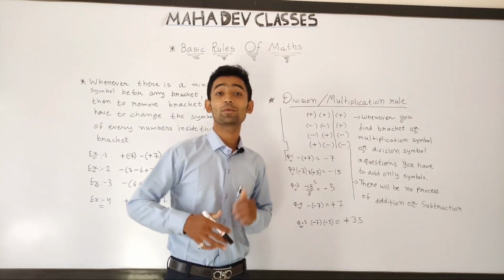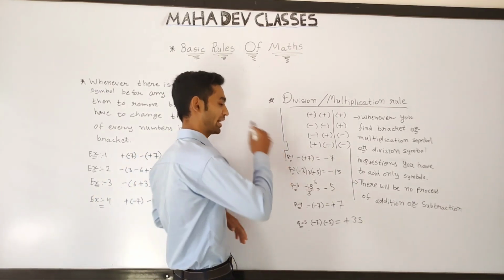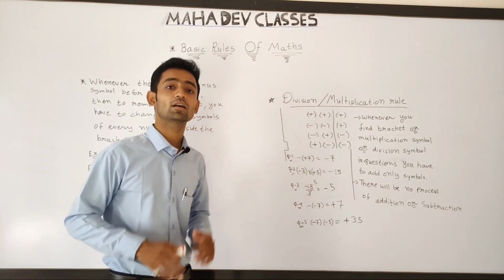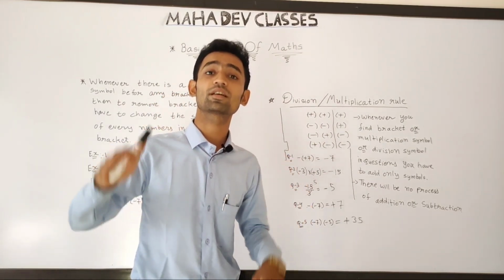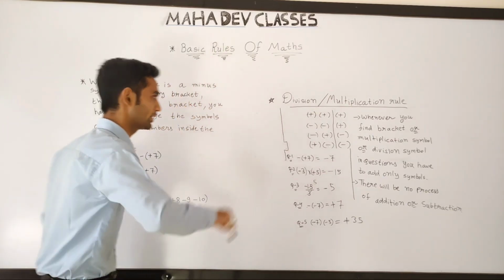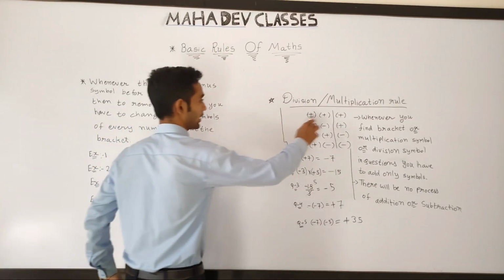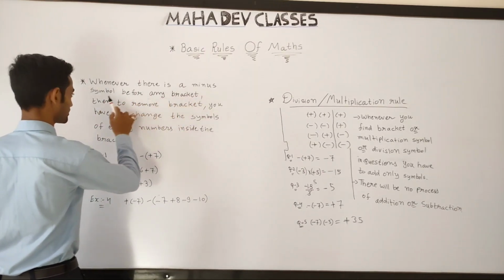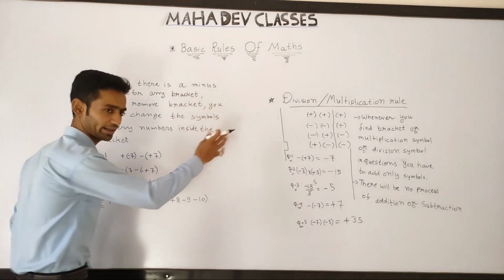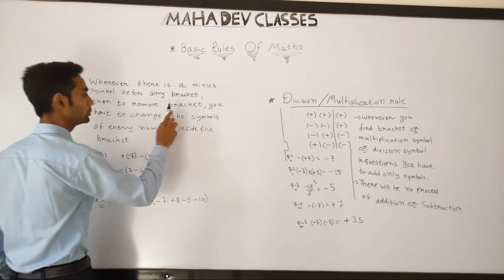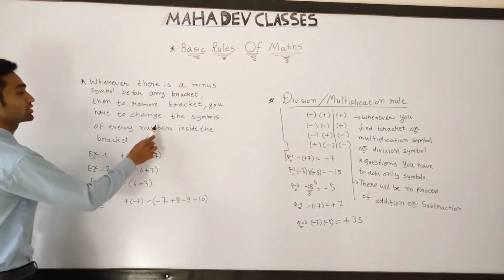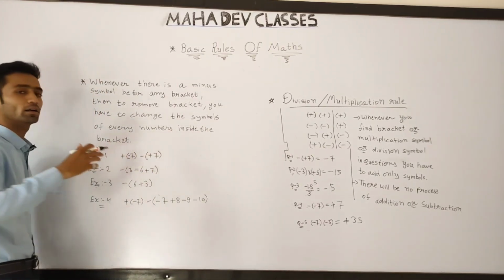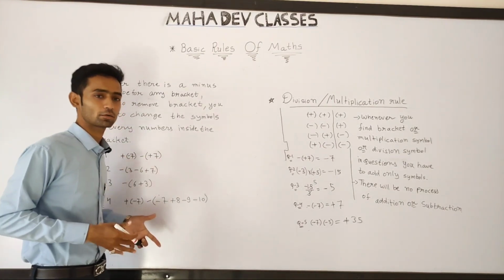Okay, so till now we learned the rule of addition and subtraction and the rule of division and multiplication. Okay, we learned both these rules in depth. Okay, now in brief, the division and multiplication rule. See, whenever there is a minus symbol before any bracket, then to remove the bracket you have to change the symbols of every number inside the bracket. This is the simple rule.